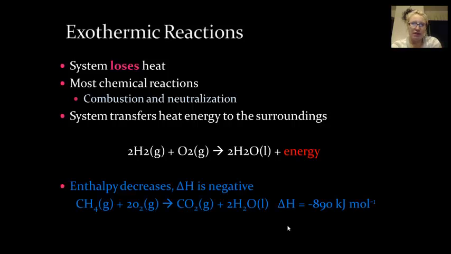The enthalpy of the system, or the heat content, will go down, which means that the change in enthalpy, or delta H, is negative. Another example is in combustion. For example, the combustion of methane to form carbon dioxide and water has a change in enthalpy of negative 890 kilojoules per mole, because the products have less energy than the reactants.